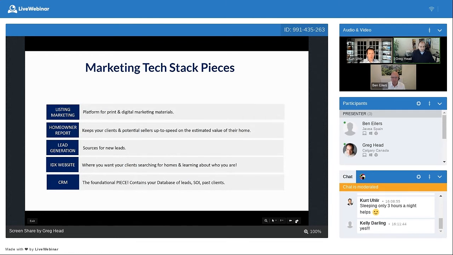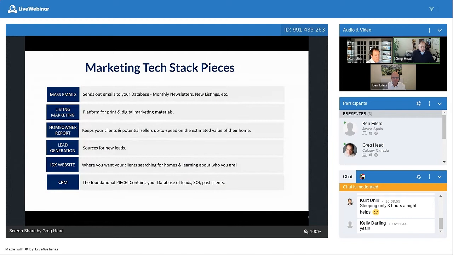Next one is the listing marketing. So when you get a listing, what platform can you quickly generate your print materials, your digital materials for more lead capture, property website around that? We'll talk about what tools are available there. And then lastly, mass emails. Emails aren't going to be the key to your growth, but it's still an important piece. You still need to touch your database, at least on a monthly basis, whether it's a newsletter or when you get a hot new listing, or maybe you're doing some sort of draw or giveaway. Still an important piece to your tech stack.